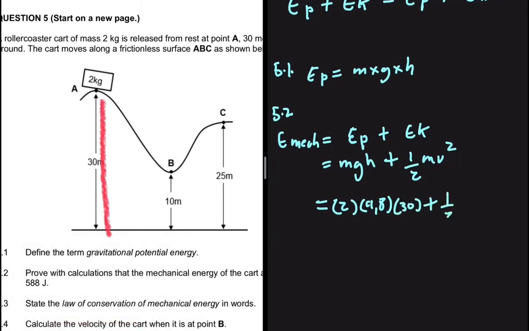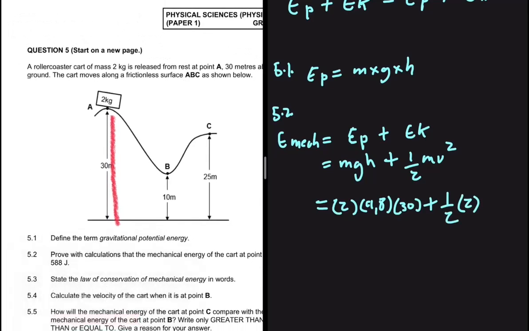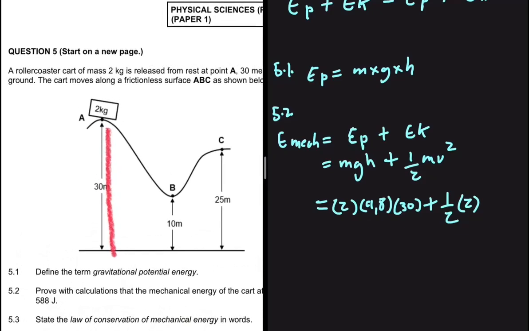Plus a half. The mass is 2 kgs. And now we have to worry about the velocity. So if you go through your question statement, you're going to realize that a roller coaster cart of mass 2 kg is released from rest at point A.